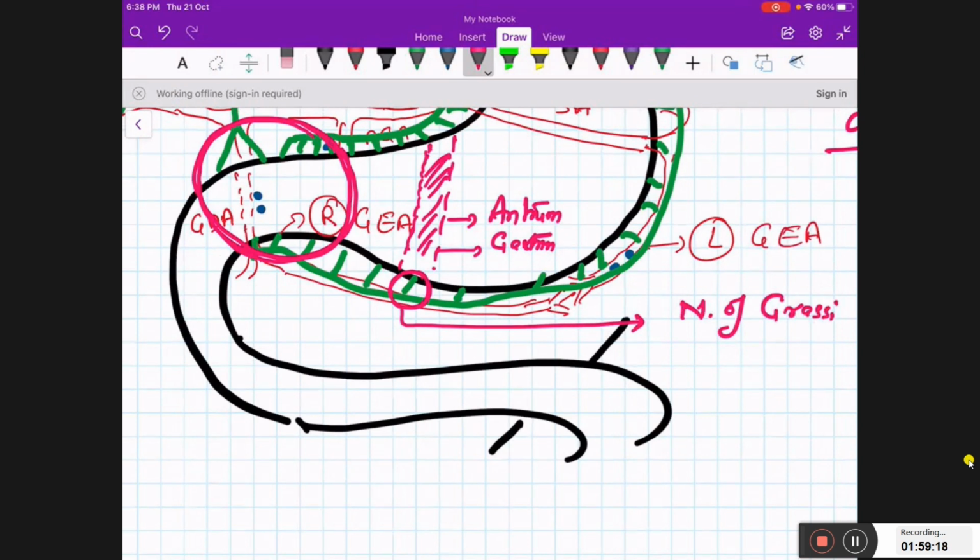The nerve of Grassi is a branch of the right vagus nerve, while the nerves of Latarjet are all those branches of the vagus nerve which are supplying the pylorus of the stomach. We have to remember this, and it will have its role when we talk about management of peptic ulcer disease. So this was something important in the surgical anatomy which we should know.